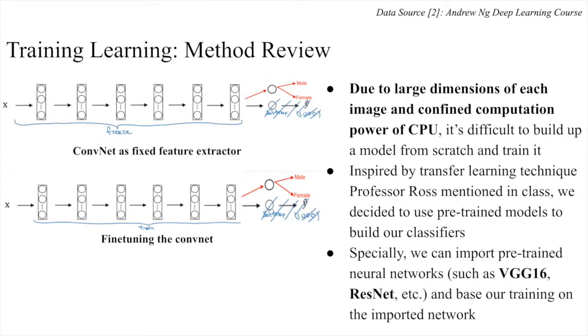In this part, I'm going to introduce the model we used for our tasks. We choose to use transfer learning in our model. Due to the large dimensions of each image and the confined computational power of the CPU, it's difficult to build a model from scratch and train it. Therefore, we decided to use pre-trained models to build our classifiers. Specifically, we can import pre-trained neural networks such as VGG16 and ResNet, and base our training on this imported network.